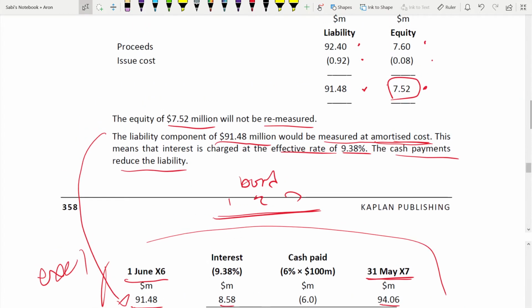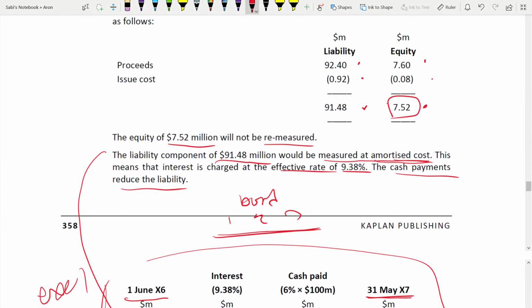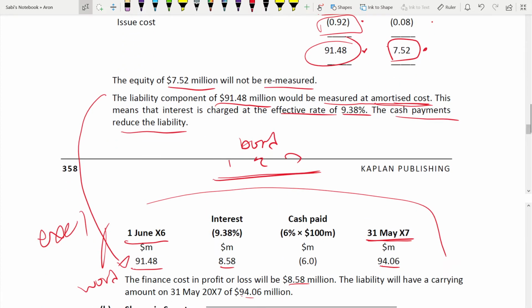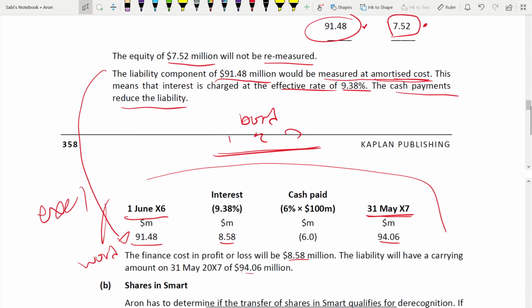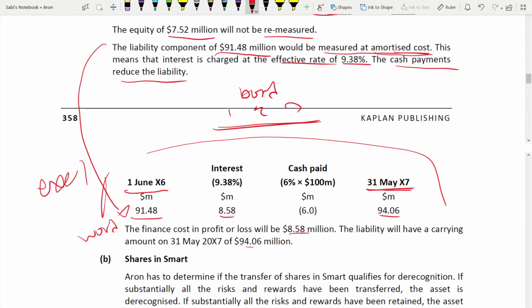Which figure? This 91.48. You have already calculated this from the 3 years present value, deduct the issue cost, take it. That is your opening balance. Opening balance, not 31st May 2007 balance, because you still have to amortize it. Understand? Now apply this 9.38% amortization to this amount.